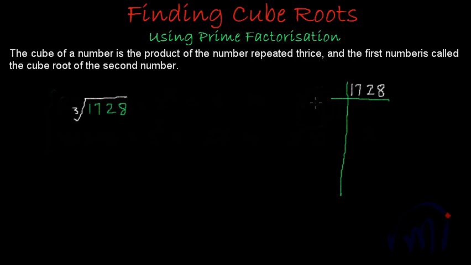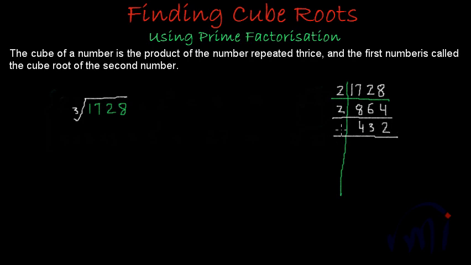So this is an even number. And how do we find the prime factors? We will think about the smallest prime number which can divide this. So since 1728 is an even number, it will be divisible by 2, right? 2 eights are 16, 2 sixes are 12, 2 fours are 8. And again, we have got an even number, so this will also be divisible by 2. 2 fours are 8, 2 threes are 6, and 2 twos are 4.